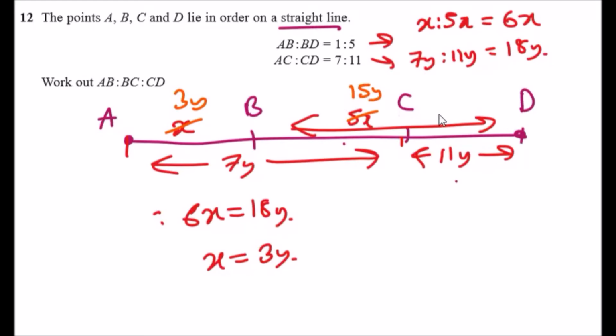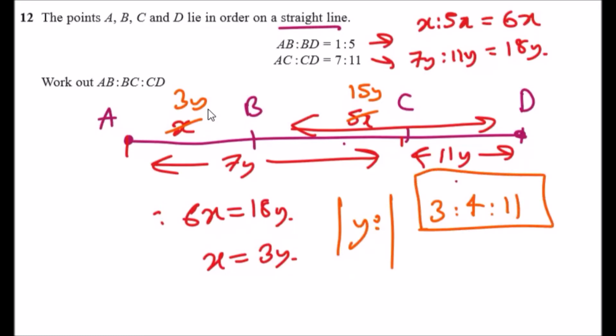So looking at it head on, we can say that the length from A to B now is 3 parts. So let's work in terms of y, yeah? We can say that A to B is 3 parts in terms of y. B to C is going to be the difference between, let's have a look. Oh yeah, it's the difference between 15y and 11y, so it's 4 parts. And then C to D is 11 parts, so it's 3, 4, and 11.